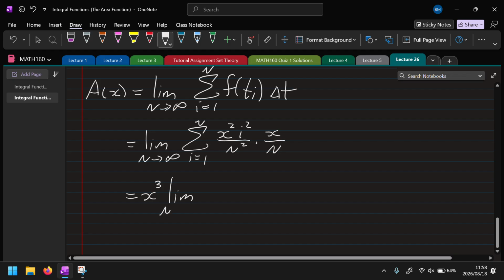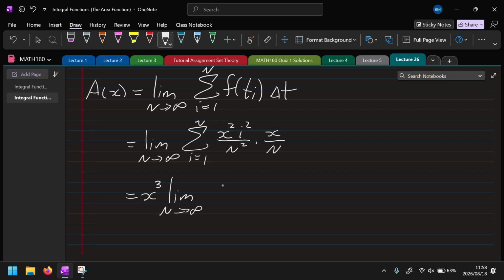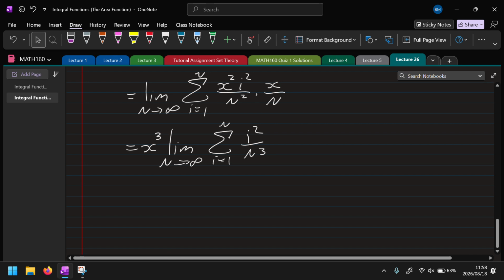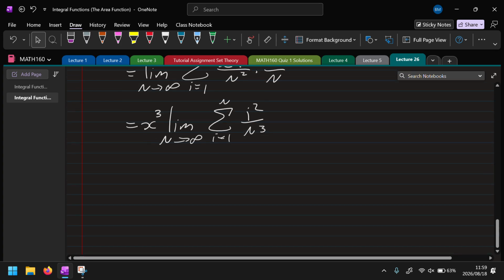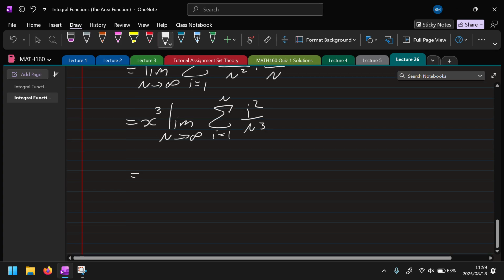Then we have the limit, n goes to infinity. The sum, i goes from 1 to n. Then we have i squared over n cubed. Okay, quick check if we left anything out. The degree of the top is 2. The degree of the bottom is 3. So we've done everything correct so far. Now, n cubed, that has nothing to do with i. We can take it out of the sum. We can't take it out of the limit though, but we can take it out of the sum.